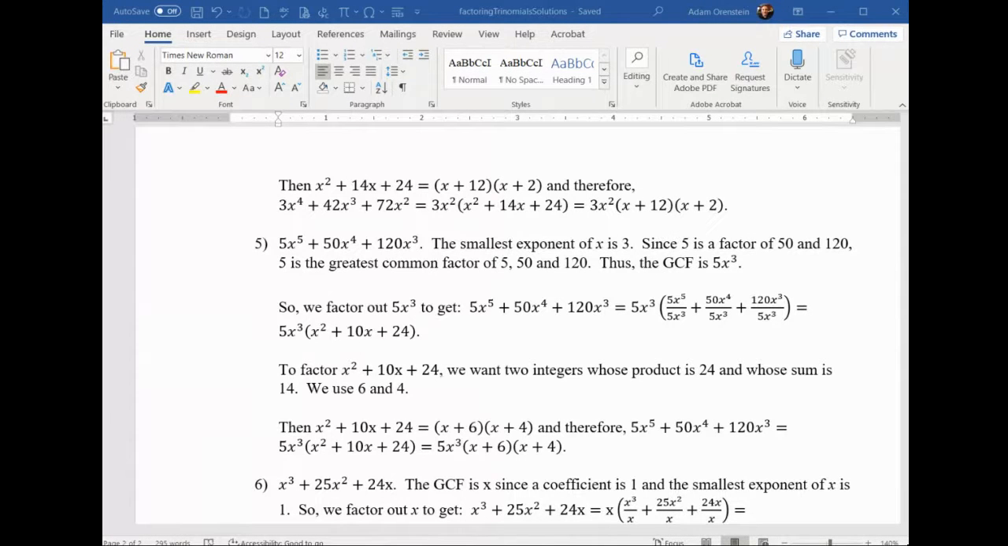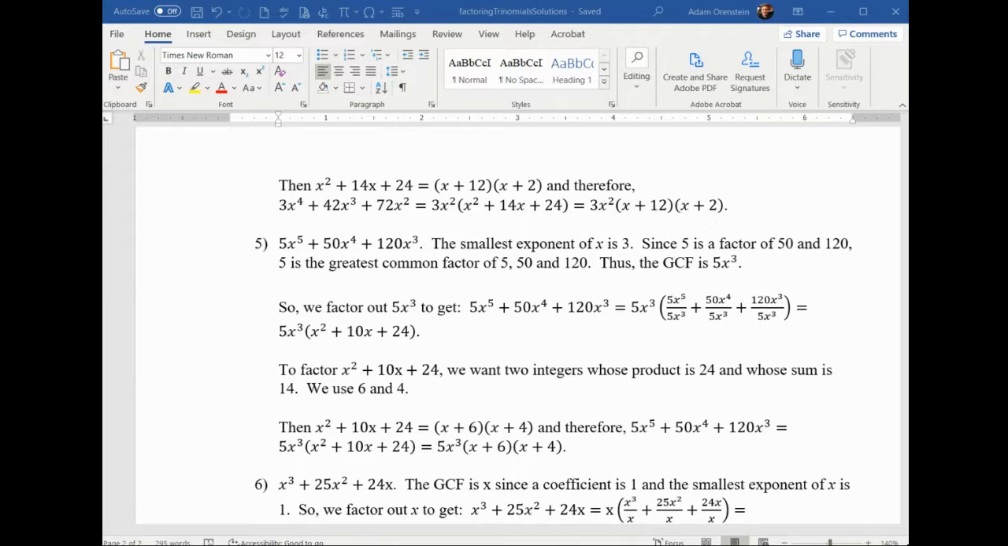So just like the other example, what we have to do is factor it out. But you have to divide to see what's left over. And that's what I'm doing. When you divide, remember, you divide into each term. That's what we do. And we're left with 5x cubed times x squared plus 10x plus 24.